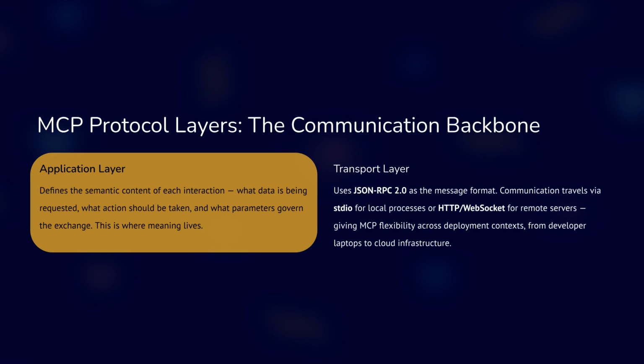MCP has two protocol layers: the application layer and the transport layer. The application layer defines the semantic content and parameters of the interaction. The transport layer uses JSON RPC 2.0 and communicates via STDIO or HTTP/WebSocket, offering flexibility across deployment contexts.